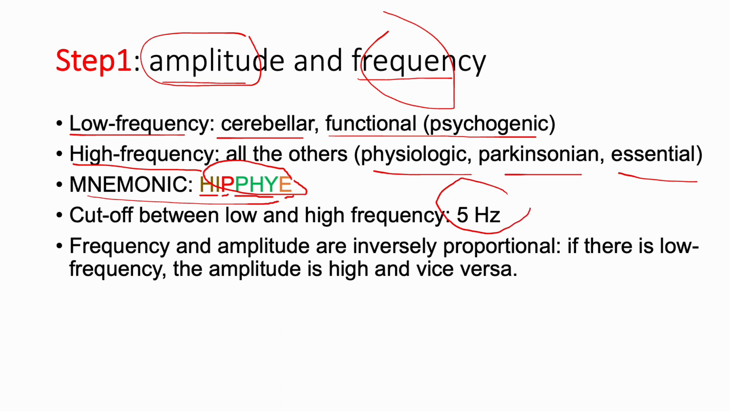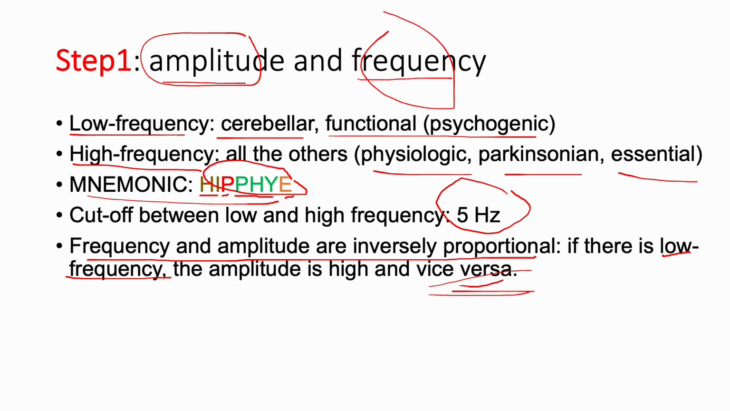Anyway, another important piece of information that you have to keep in mind on test day is 5 Hz. This is the cutoff between high and low frequency tremors. More than 5 Hz means high frequency tremors, whereas lower than 5 Hz means low frequency tremors. Lastly, another important rule to remember is that frequency and amplitude are inversely proportional. This means that if the tremor is low frequency, it is high amplitude, and vice versa, which means that if the tremor is high frequency, it is low amplitude. This can help you remember both characteristics with just one rule.